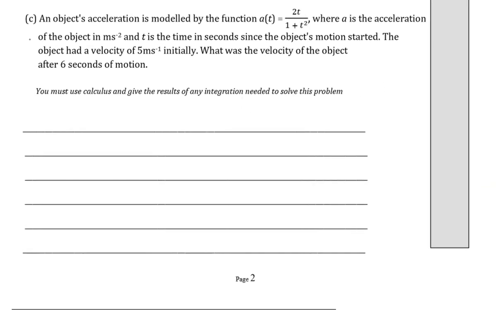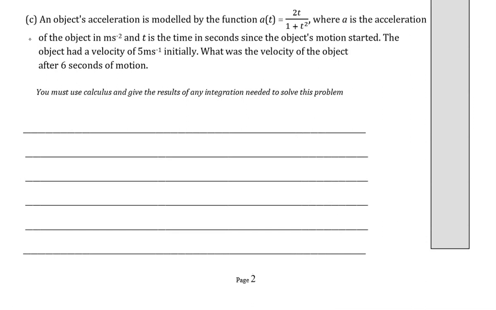Right, for part C, we are looking at kinematics. We've got some information about the acceleration. So the acceleration function is here, and we want to work out what was the velocity. We've been given the initial velocity of 5 meters per second there. And we're going to work out the velocity of the object at 6 seconds. So to get velocity from acceleration, we integrate.